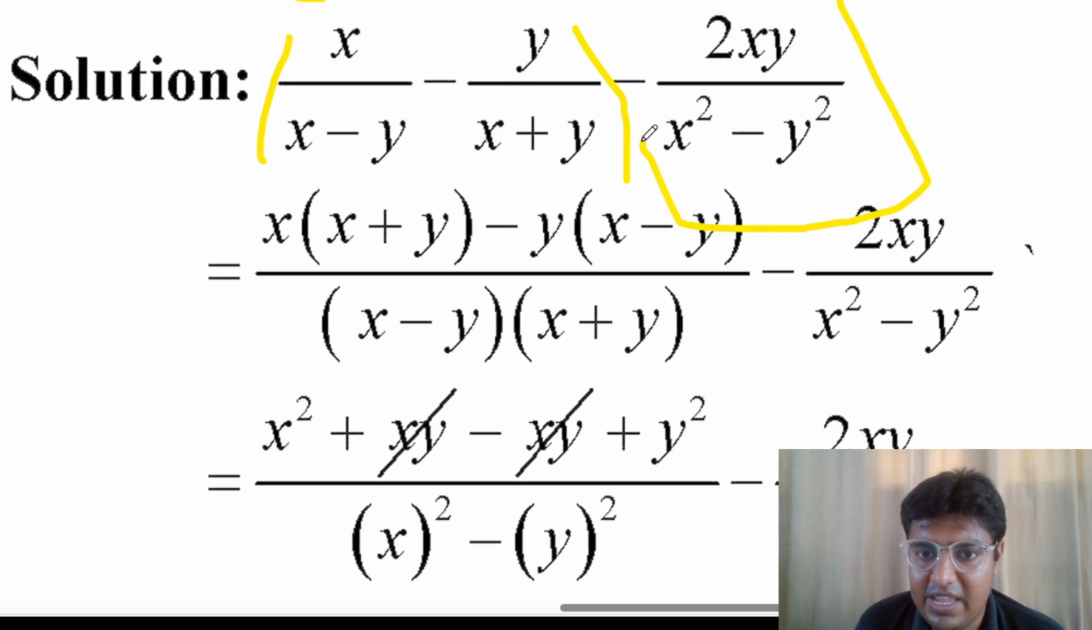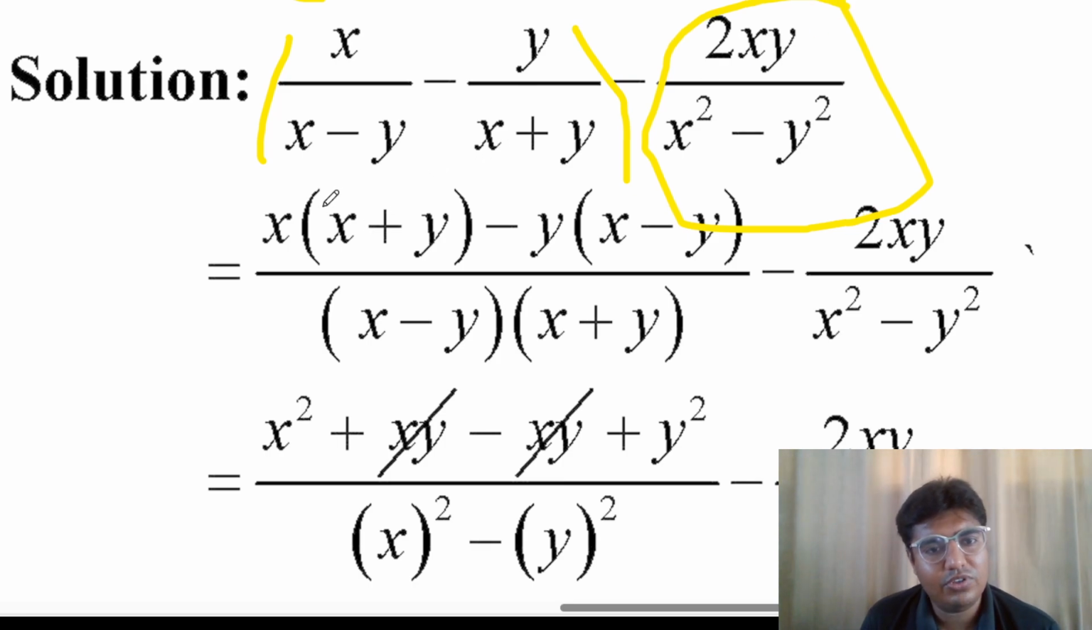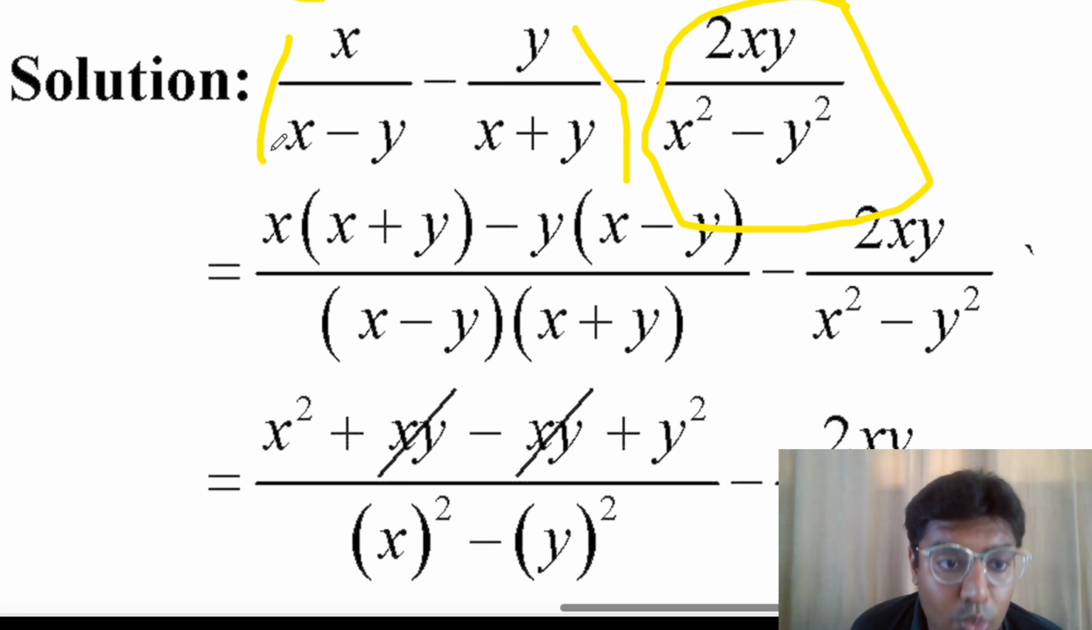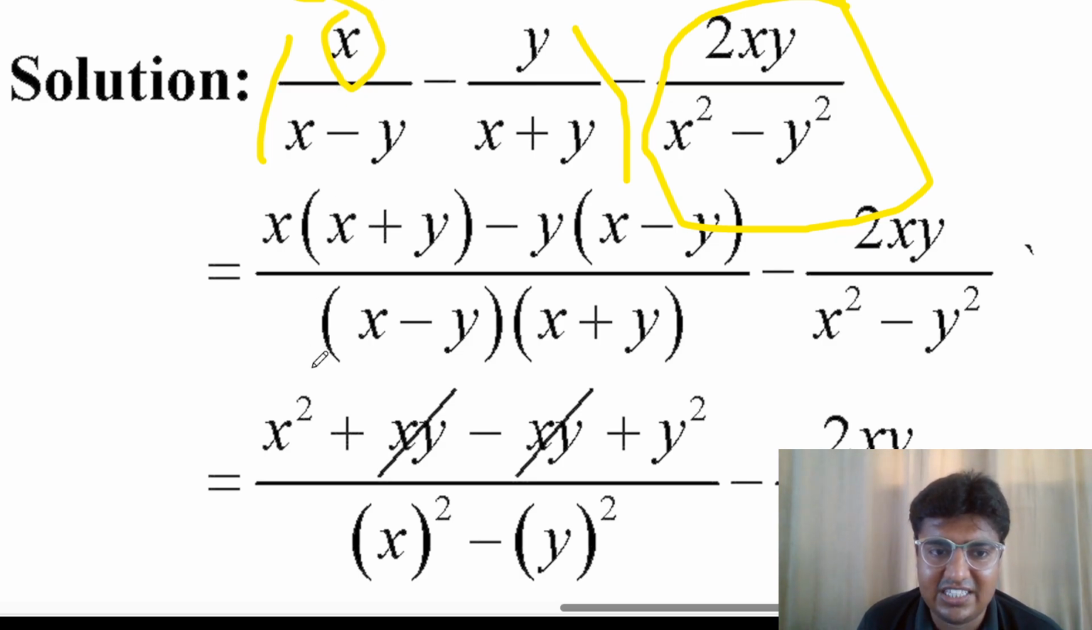Okay, this will remain the same until and unless I solve this. Same procedure: one denominator is x minus y, which means you have to multiply it with x plus y. X plus y multiplied by this x. Be careful about this, you can see in the next step.